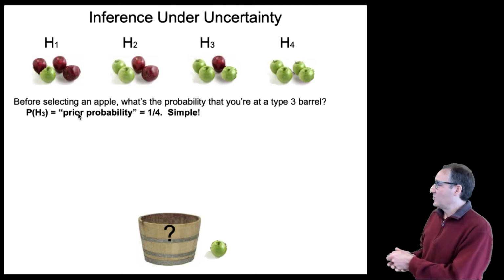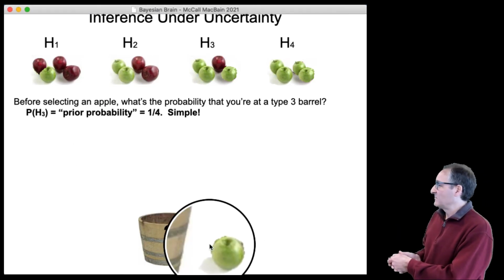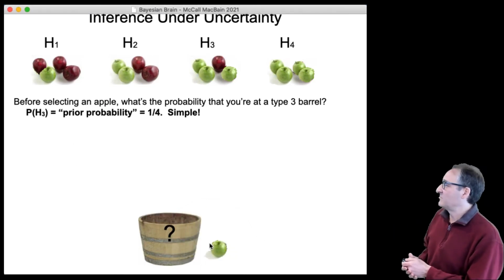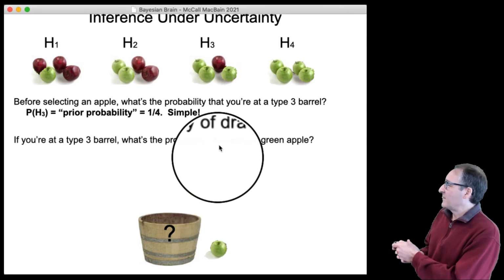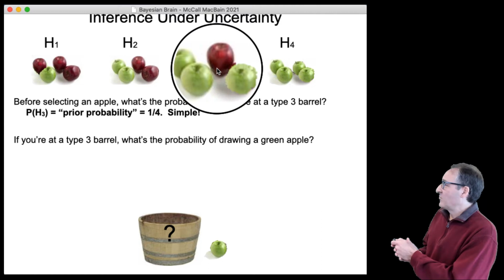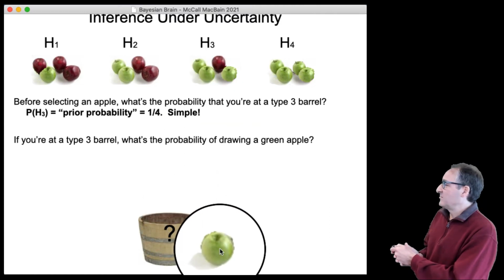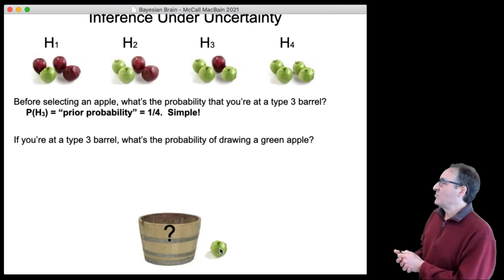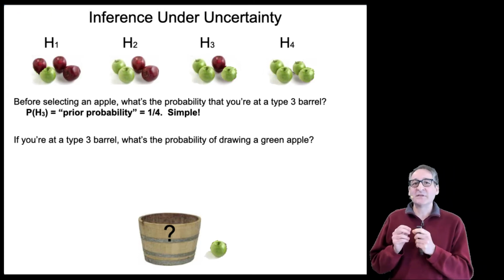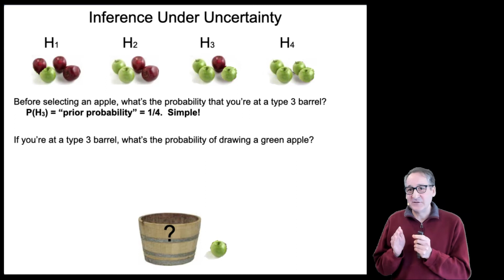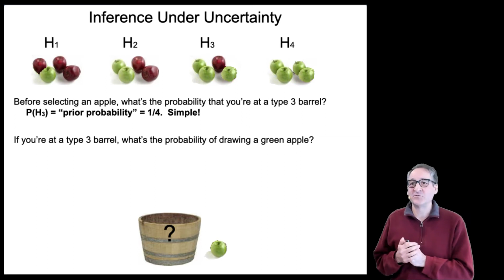Let's suppose that we do pull out an apple and it happens to be green. So we back away, we take off our blindfold, we notice it's a green apple. Here's a question. If you were at this type 3 barrel, what would be the probability of drawing a green apple? We state that as the probability of green given, or assuming, H3 is true.